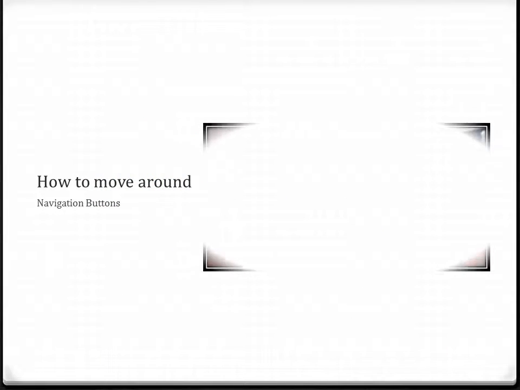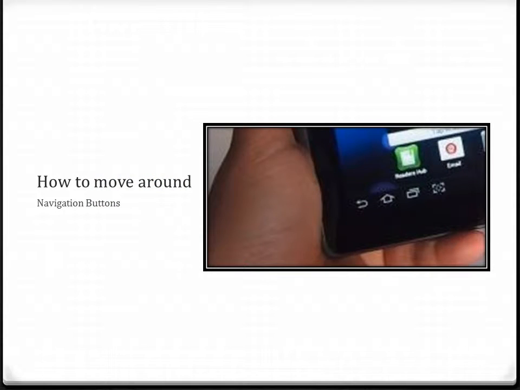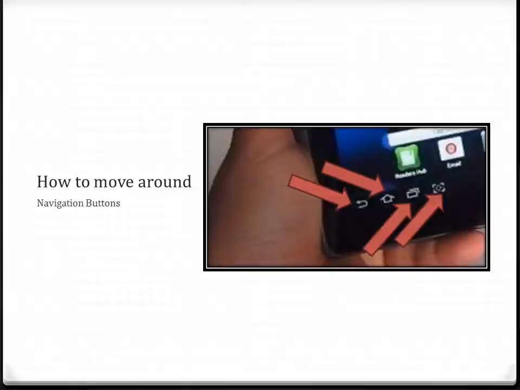To move around the tablet, you tap the bottom of the screen and the navigation buttons will appear. There's a back button. This will take you back to the last screen you were at. There's a home button. This takes you back to the home screen. There's also a navigation key, which shows you the applications you used recently, and a screen capture key, which allows you to take a picture of your screen.